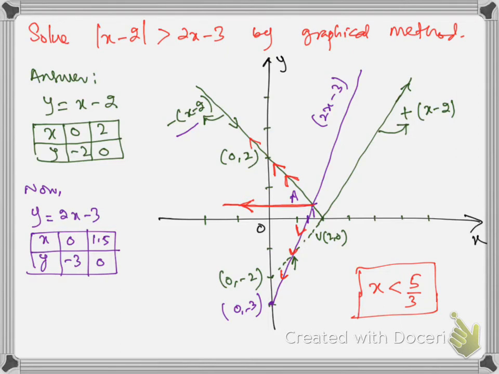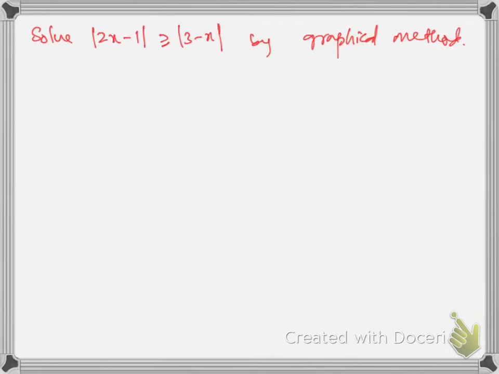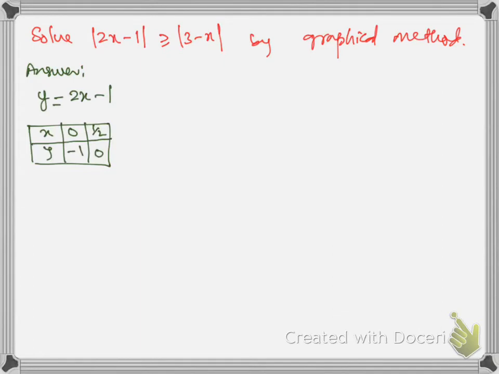Now let's discuss one more example of this graphical method. In this question, we have both sided modulus. Now we will sketch both the graphs one by one. Let's sketch the 2x minus 1 graph first in green color.